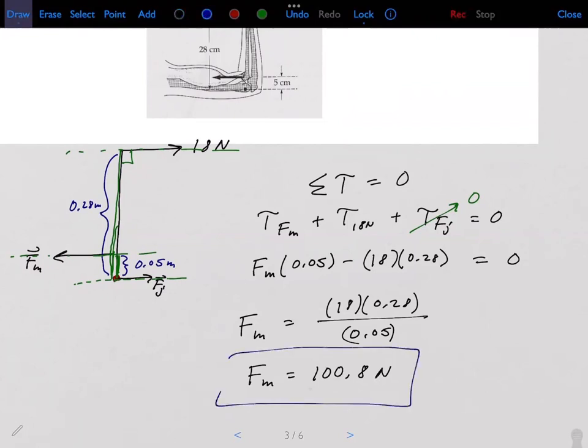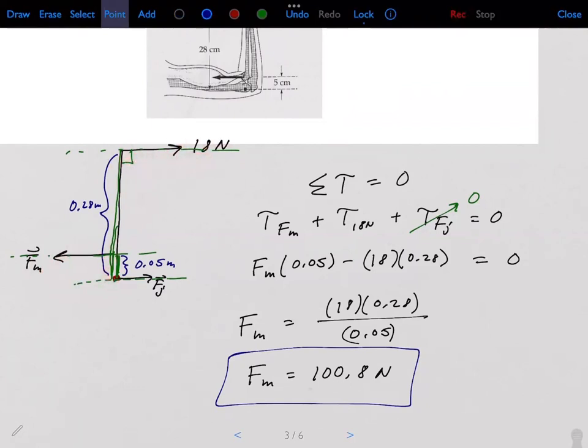Okay, so in order to perform the isometric contraction, the muscle force is like 100.8 newtons. And notice it's much larger than this 18 Newton force that's resisting it. The reason is you have a much smaller moment arm for the muscle force. The tendon attaches very close to the elbow joint. This force is acting really far away, a large moment arm. And the torque due to the muscle force has to equal the torque due to the 18 Newton force.